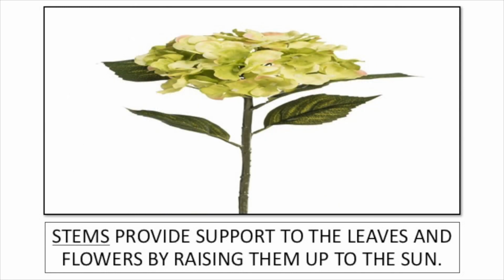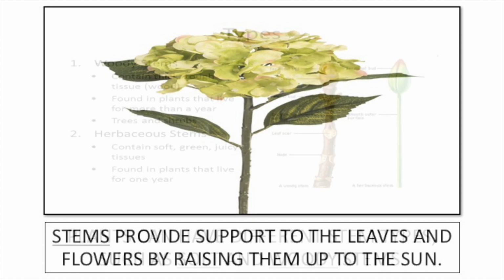And then stems. Stems provide support to the leaves and flowers by raising them up to the sun. Yes, you can see here the main body of the plant is the stem. The stem is what takes the plant from the soil up into the sky. And then at the top end, you can see the other parts of the plant that grow too. But it's the stem that can take it there.